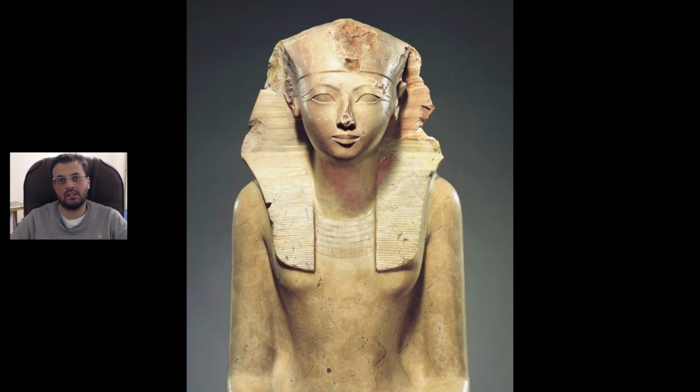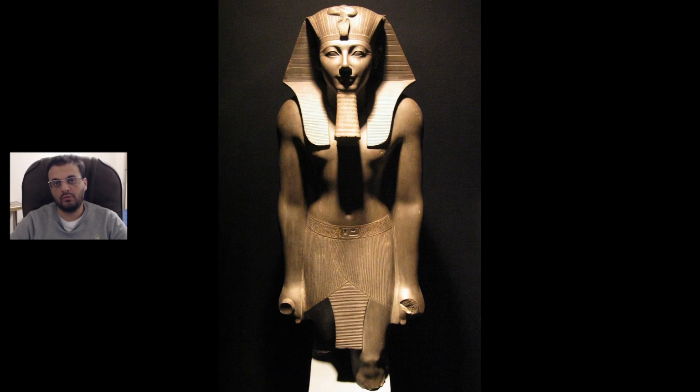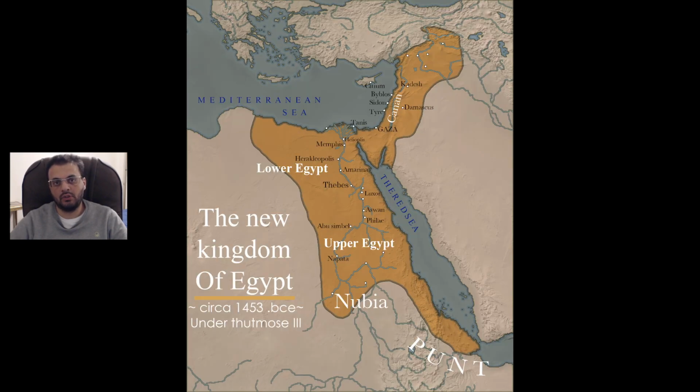It had some of the greatest pharaohs ever, like Hatshepsut and Thutmose III, who happens to be one of the best military geniuses in ancient Egypt. He's often called the Napoleon of Egypt, and he transformed Egypt into a vast empire.